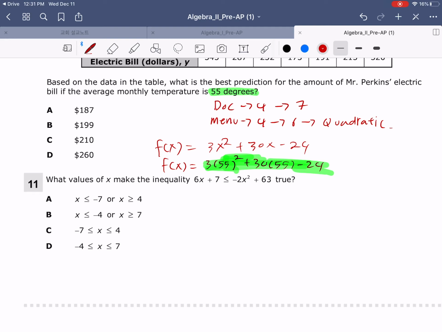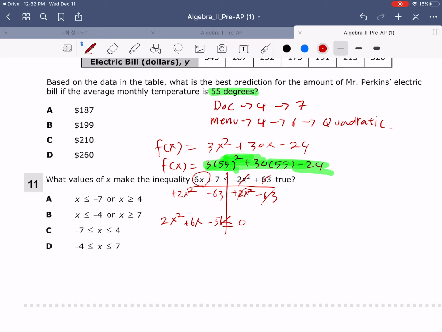One way of doing it is you graph it. You just put this entire thing into the graph, but before you graph it, you have to move everything to one side. So plus 2x squared minus 63. This one doesn't have x squared, so you just put plus 2x squared here and minus 63 here. So this cancels away, and you're going to have 2x squared plus 6x, because you cannot add or subtract anything with 6x here. 7 minus 63 is minus 56, is less than or equal to 0.